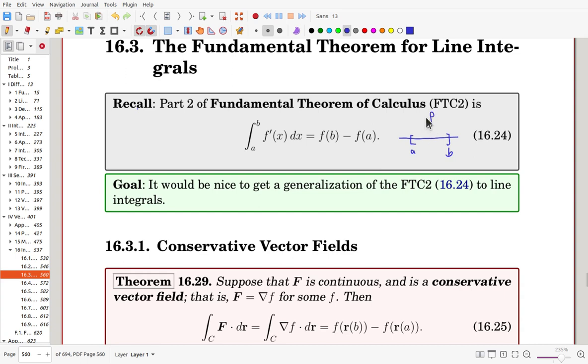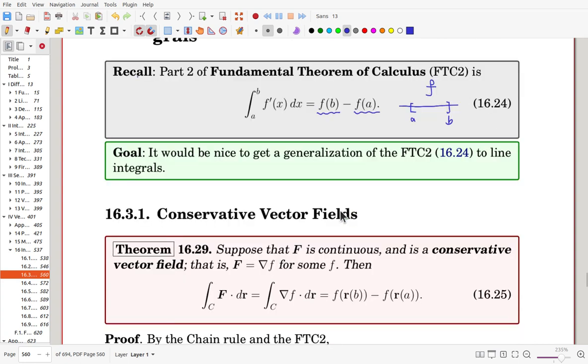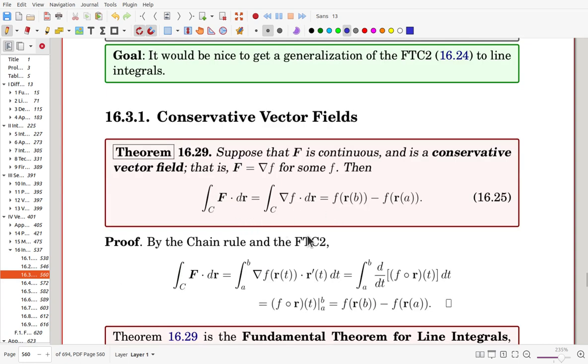This one is the value of f at the endpoint, and this is the value of f at the beginning point. The difference is the integral. You learned this earlier in Calculus 2. We have a theorem here.